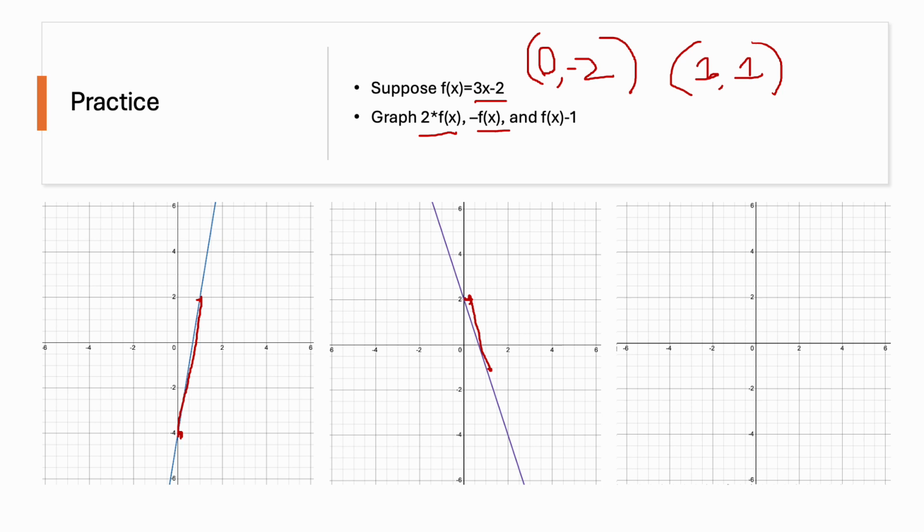All right, now let's say we find f of x minus 1. In this case, we're just going to subtract 1 from all the y values. So (0, -2) is going to become (0, -3), and (1, 1) is going to become (1, 0).